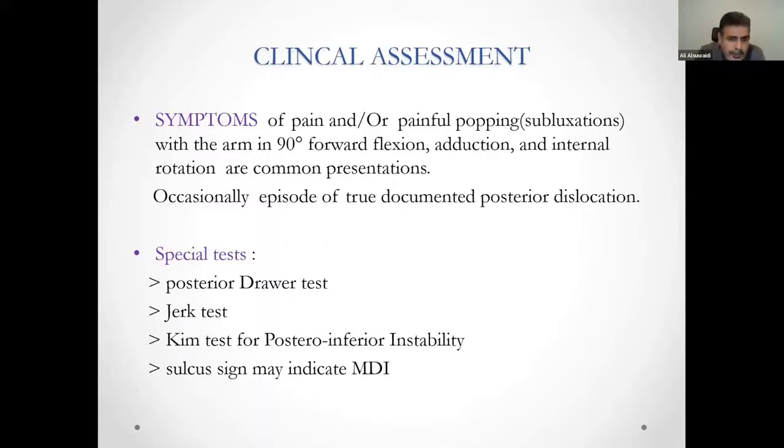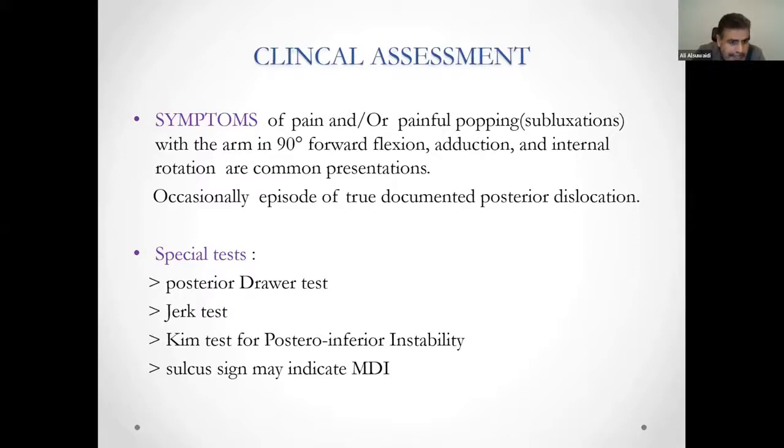Those are the common presentations. Now, it's not common to have a posterior or recurrent posterior dislocation. There could be one traumatic episode with significant trauma, but often it is more of a subluxation.